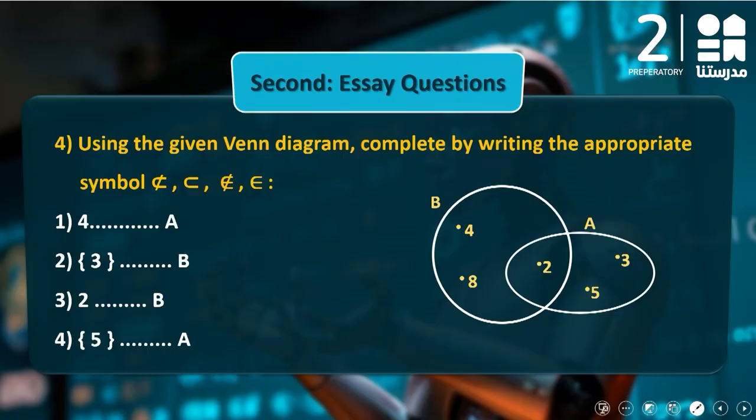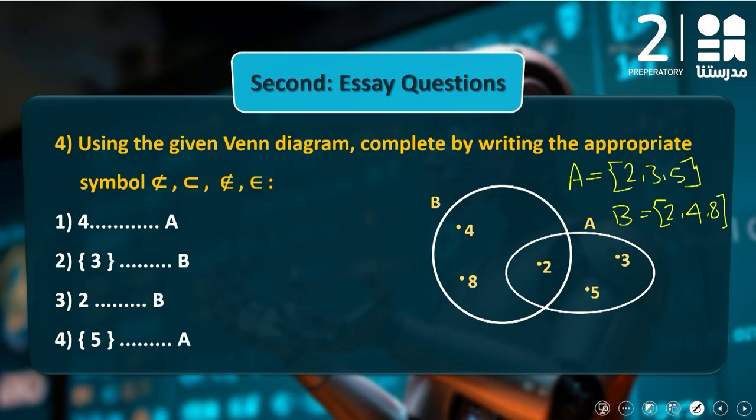Question number 4. Using the given Venn diagram, complete by writing the appropriate symbol. We have belongs to, doesn't belong to, subset of, and not a subset of. First, we have a set A equal 2, 3, and 5. We have a set B equal 2, 4, and 8. We said that we can use belong to and doesn't belong to for elements, and we can use subset or not a subset for sets.